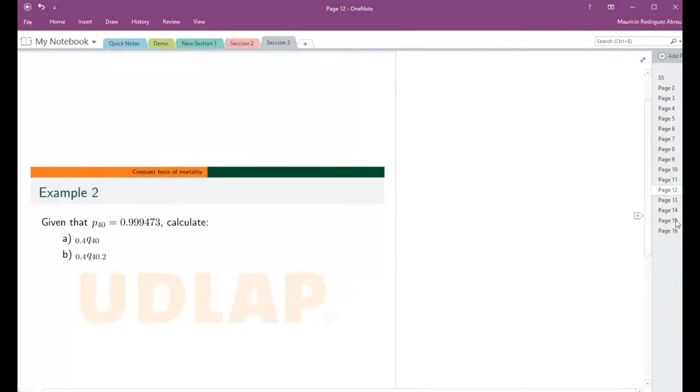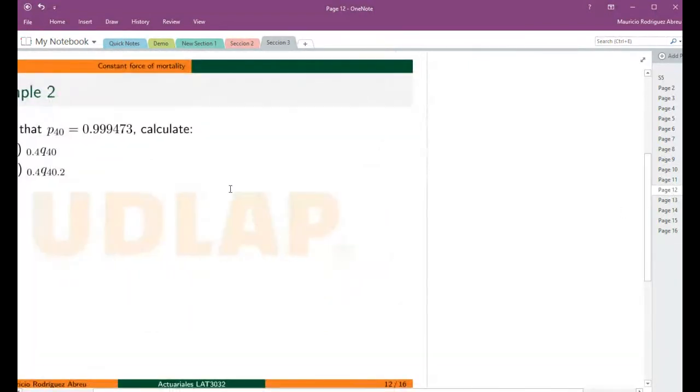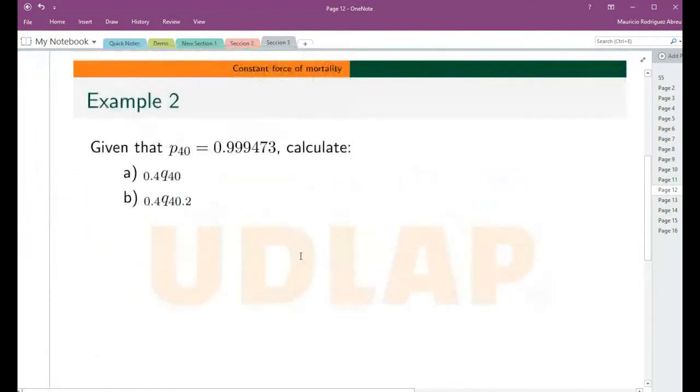Okay, now let's work on the second example, but now with constant force of mortality. Remember that here we don't have a short version of this thing, but again, there's not a big issue. So the first one is really easy to solve because, again, remember that this is just 1 minus p40 to the 0.4. And you can solve for that.